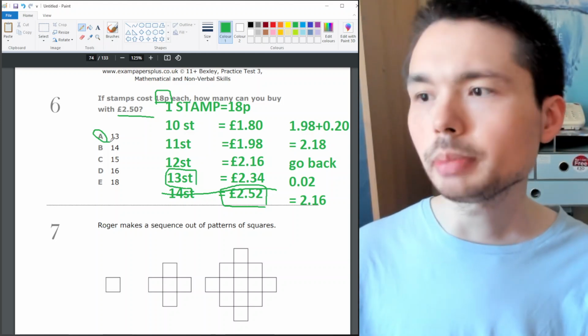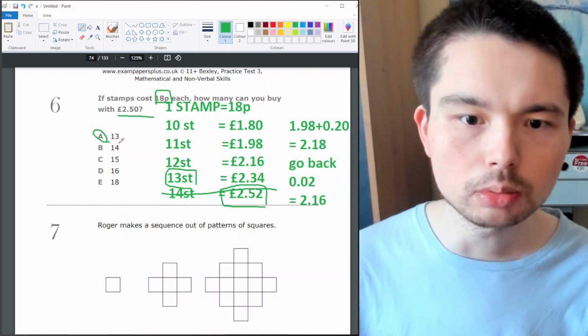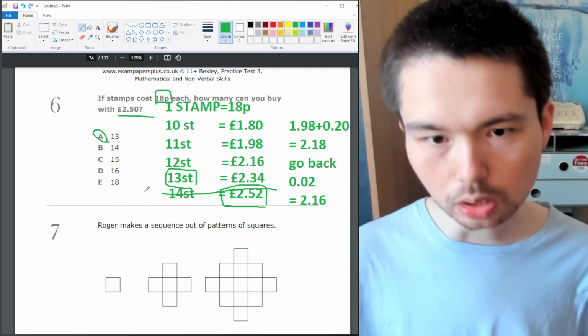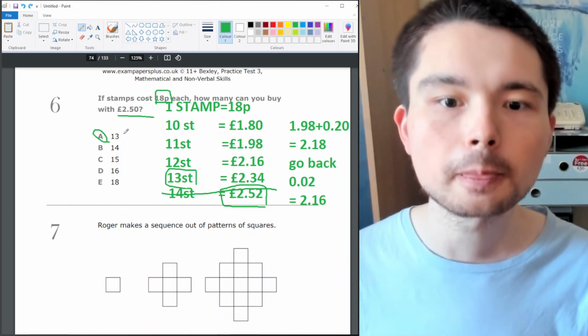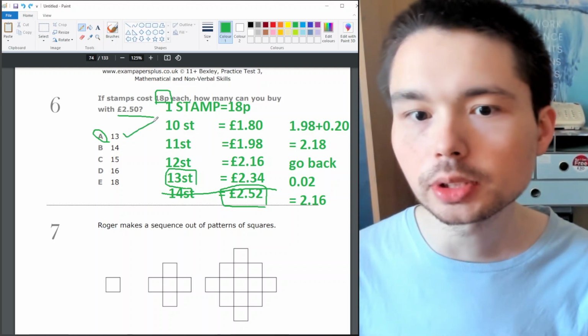Why is this question being a little bit nasty? Well, look at all the numbers. They're all so close to each other. So 13 is the answer.